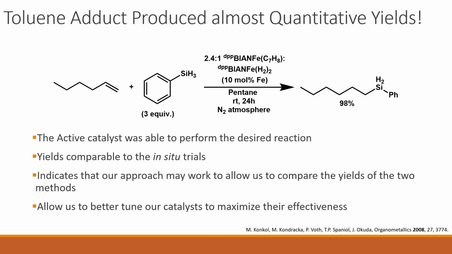We also showed that that toluene activated complex was active in the hydrosilylation reaction, giving us a 98% yield, which compares very well to the in situ reduction method, which had a 99% yield. And this is a really favorable indication that our methodology may work in order to compare yields between those in situ and pre-activated catalyst designs.